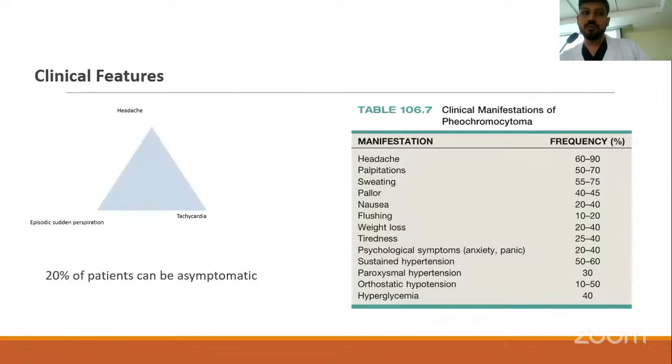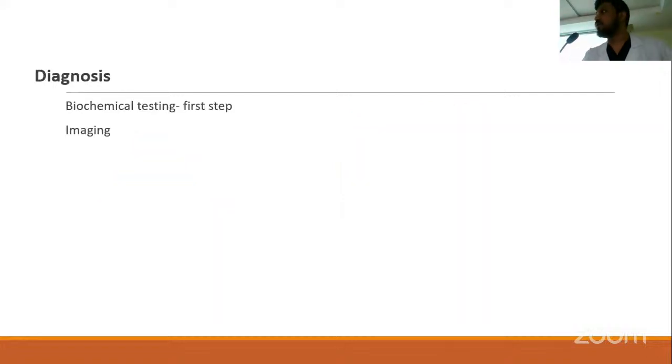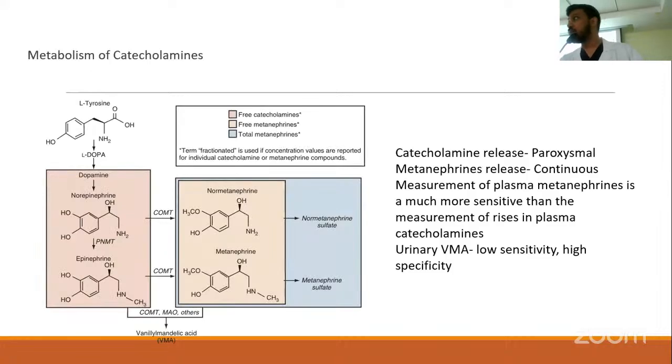Clinical features of pheochromocytoma include a triad of headache, episodic sudden perspiration, and tachycardia. Other clinical features include palpitation, sweating, pallor, nausea, etc. And about 20% of the patients can be asymptomatic. Diagnosis of pheochromocytoma is done by biochemical testing and imaging. Biochemical testing, we test for the metanephrines. L-DOPA is converted into dopamine, which is further converted into norepinephrine and converted to epinephrine with the help of enzyme PNMT, which is specific for adrenal.